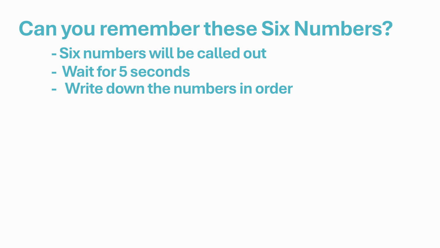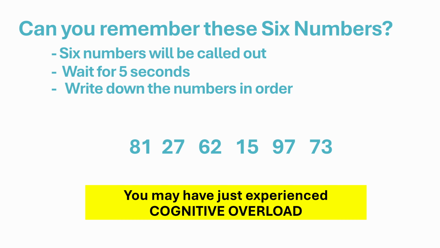Okay, so let's see how we went. So the numbers were 81, 27, 62, 15, 97, and 73. Now, you might have just experienced cognitive overload. You may have got some of these numbers wrong, or you may really have been challenged to keep all of those 6 numbers in your memory. Even at the end, when I said you can write them down now, you're picking up another bit of information, and it might have chucked out the 81. So this is called cognitive overload, and you may have just experienced it.